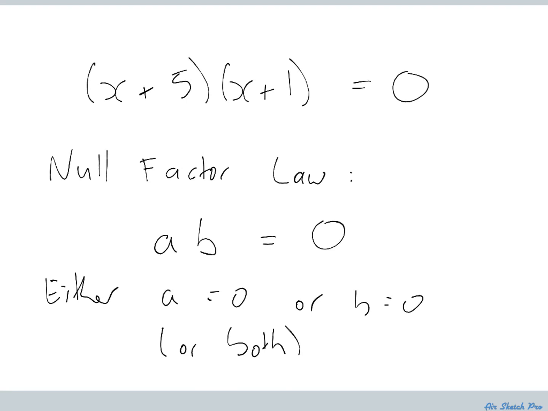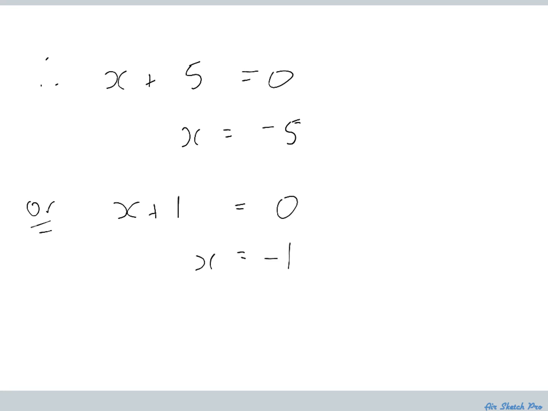So, how does that help us? Well, the null factor law allows us to take this expression here, which is simply two things multiplied together, x plus 5 and x plus 1. They're multiplied together and set equal to 0. And by the null factor law, we have to say that possible solutions would be if that equals 0 or if that equals 0. Okay, so by the null factor law, x plus 5 equals 0, x equals negative 5, or x plus 1 equals 0, x equals negative 1. So we have solved for x.